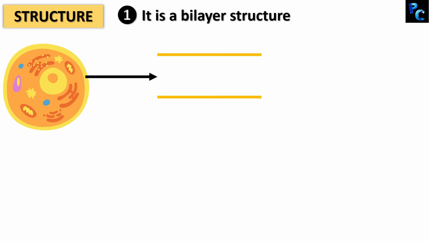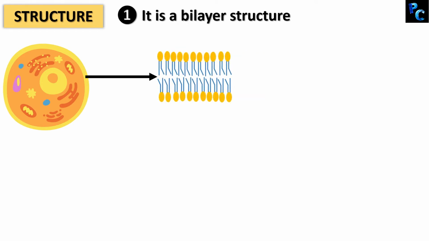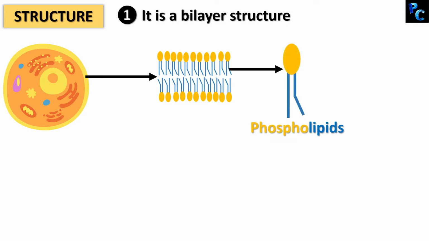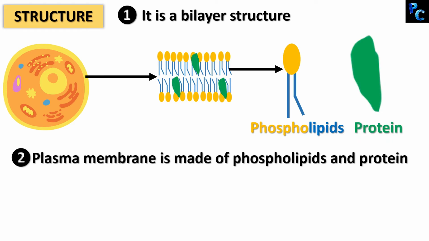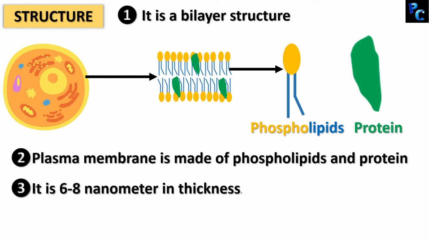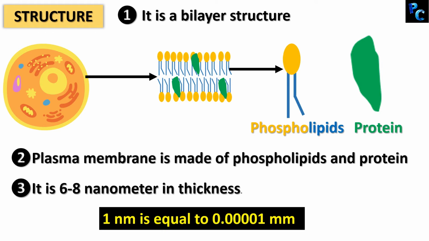Now let's see the structure of the plasma membrane. The plasma membrane is a bilayer structure. That is, it is made up of two layers. In the layers, there are lipids, which are actually phospholipids. If we zoom in on them, they look like this with a head and two tails. The other structure present is protein. So, the plasma membrane is made up of phospholipids and protein. They are 6 to 8 nanometers in thickness. And 1 nanometer is equal to 0.00001 millimeter. So you can understand how small the plasma membrane is. That's why we need a very powerful microscope like an electron microscope to observe the structure of the plasma membrane.